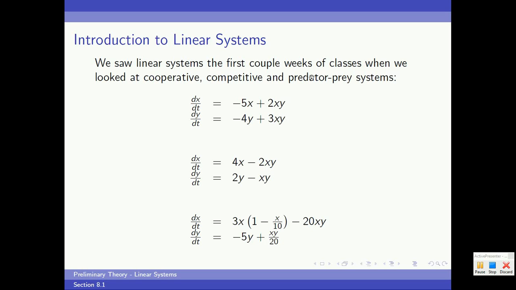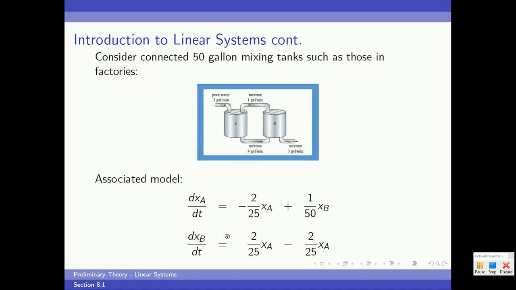Now, this last one is a predator-prey system, one that you actually saw in one of your homework assignments. Here X is being negatively impacted by this interaction, whereas Y is being positively impacted by this interaction. So it means X is the prey and Y is the predator. This was an example. Each one of these is a linear system, in each case a linear system of two equations.